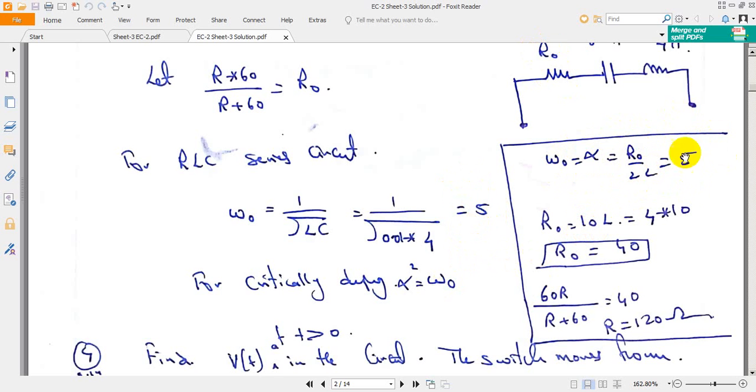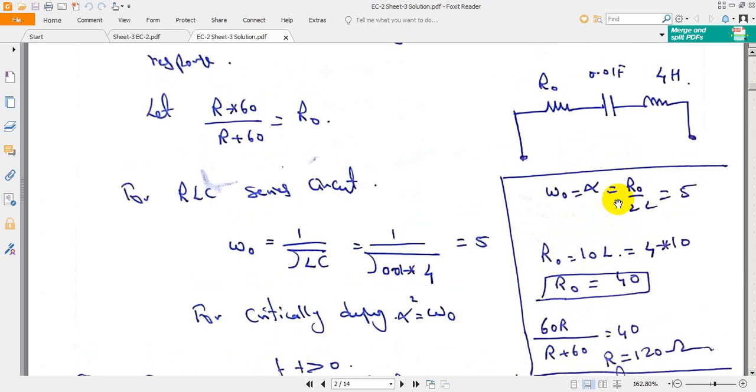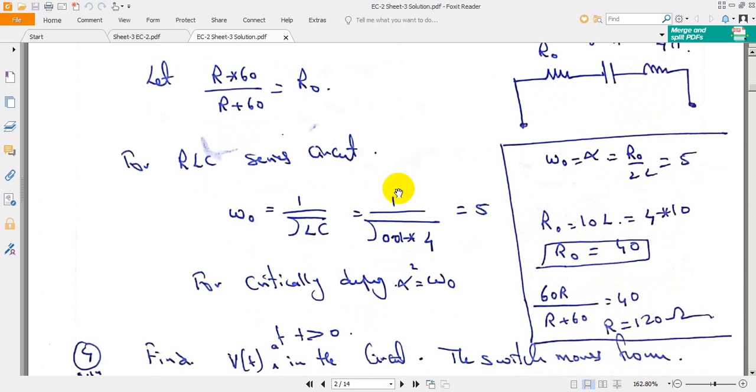Now from this expression we can write R naught is equal to 10L, and L is a known value, 4 henries. Substitute the value of L, you will get R naught is equal to 40, and we also know R naught is equal to R into 60 divided by R plus 60. Substitute the value, you will get R is equal to 120. With this we have finished problem number 3.